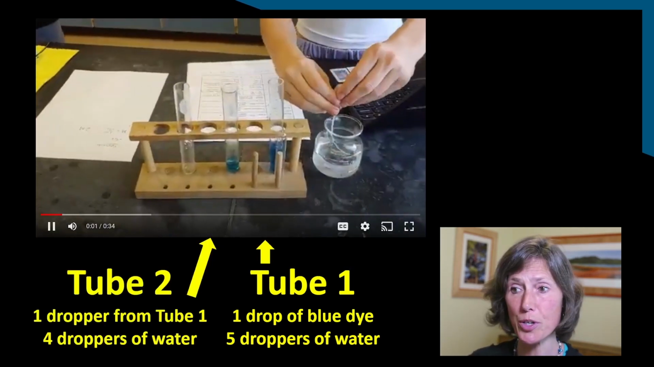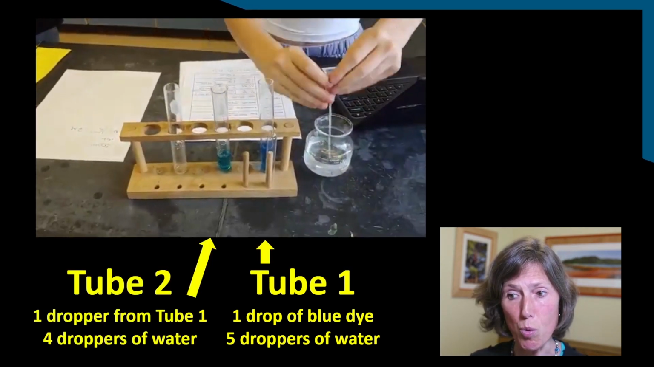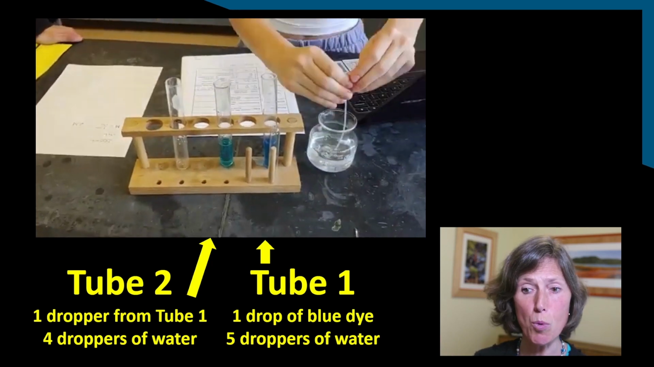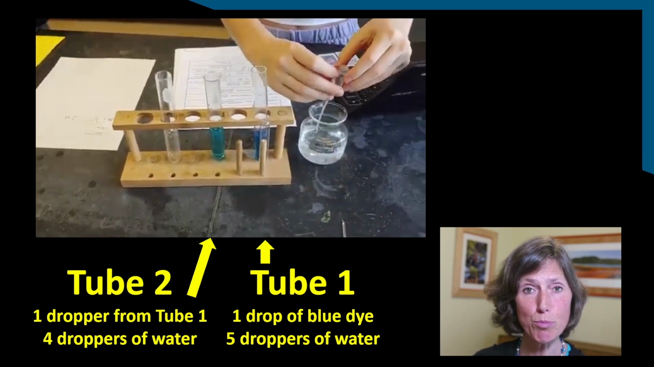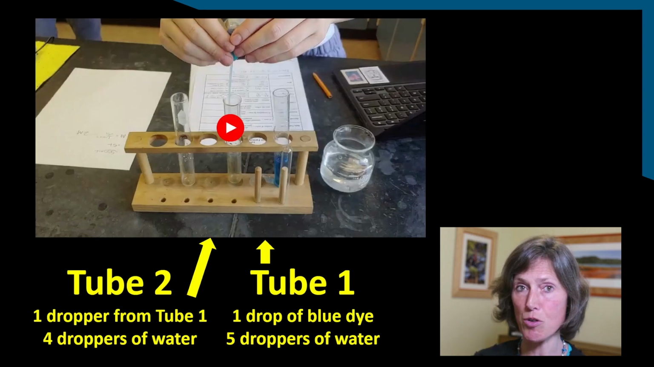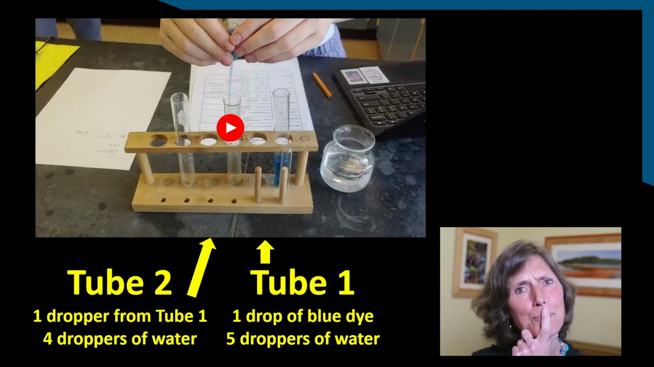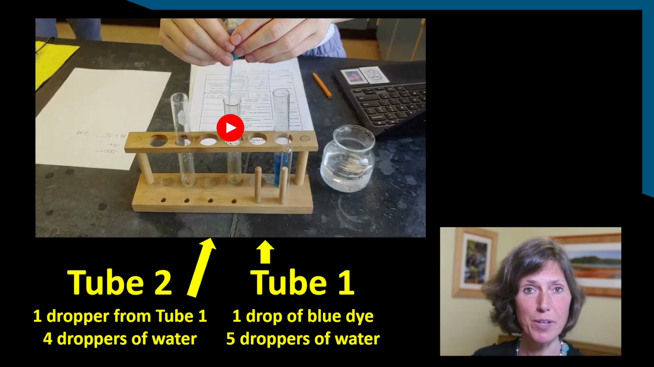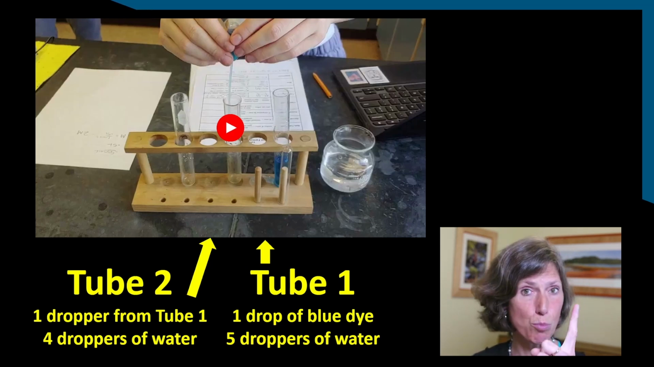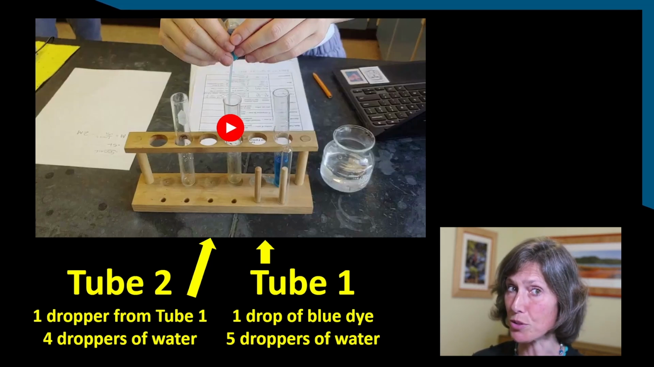My student is showing you here how she took 1 dropper from tube 1, moved it to tube 2, and added another 4 droppers of water. What's the molarity inside tube 2? And how does that compare to tube 1? Should be more dilute, right?